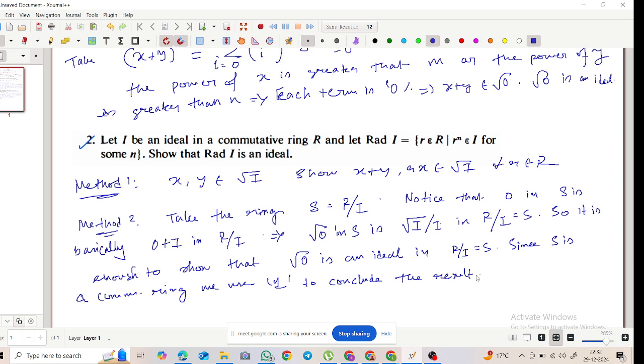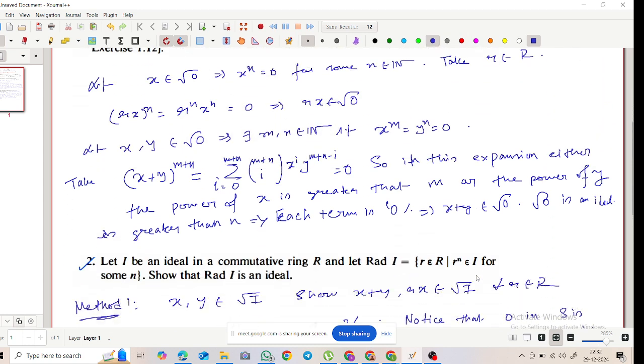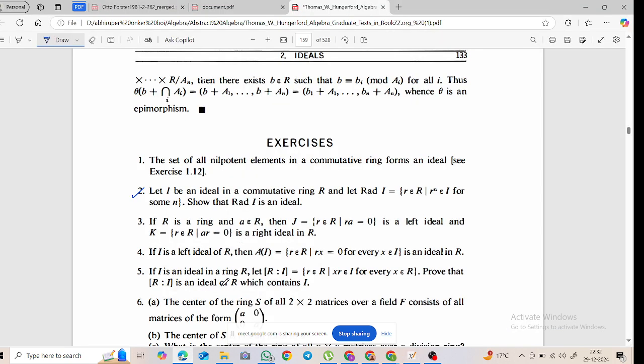So basically we are going to R mod I. The 0 in R mod I is I. So the nil radical is basically root I, and we have shown it for the previous problem. Ring, left ideal and right ideal, we don't need to do it.